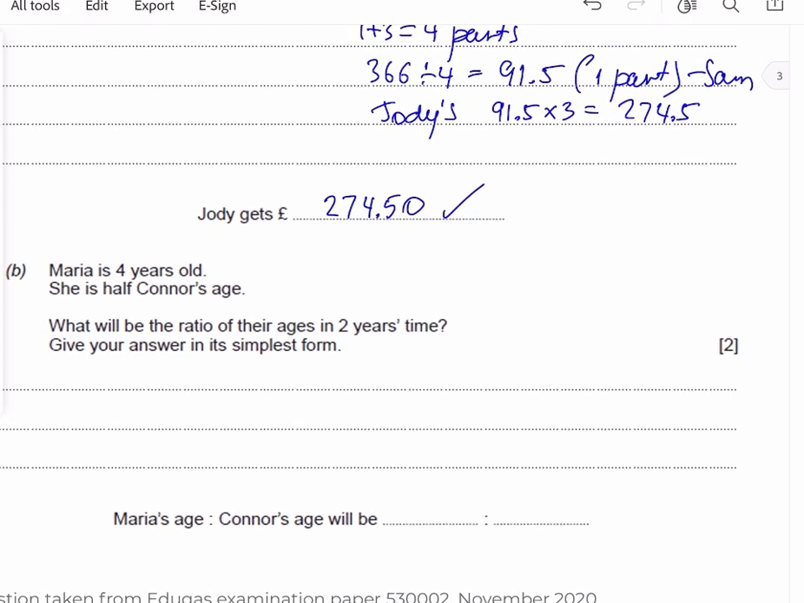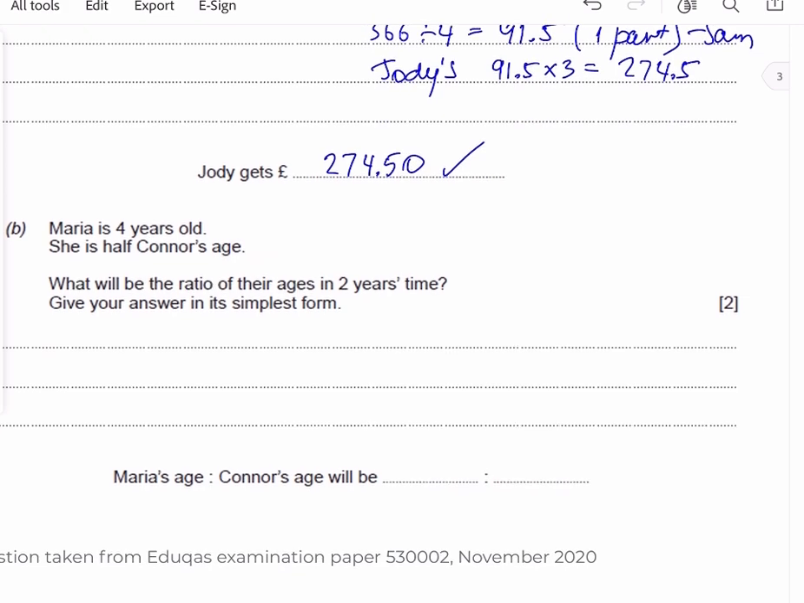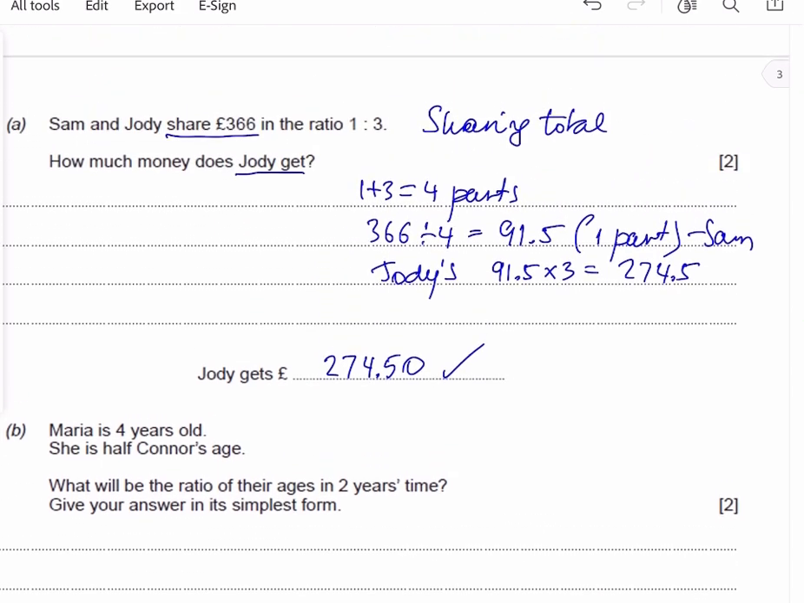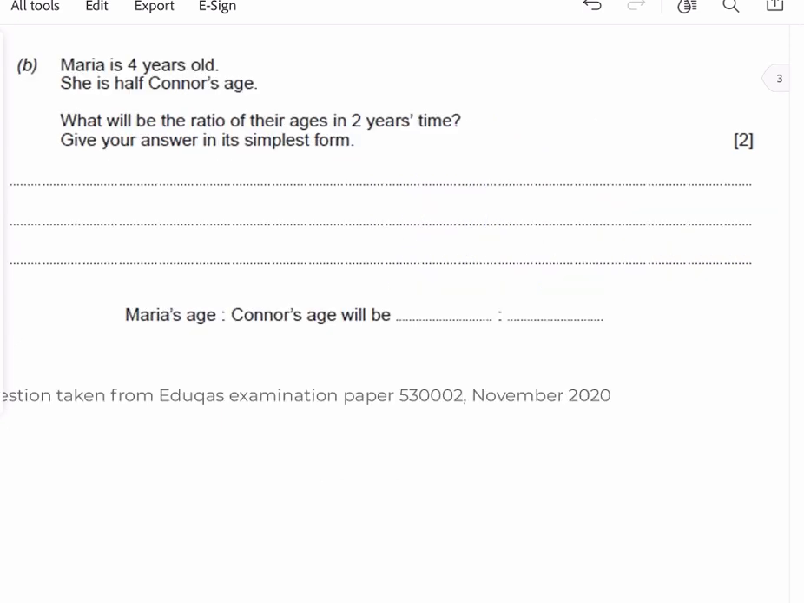Maria is 4 years old and she's half of Connor's age. So what will be the ratio of their ages in 2 years' time? Give your answer in its simplest form. Maria is 4, she's half of Connor's age. So how can we write it as a ratio? Four to 8.